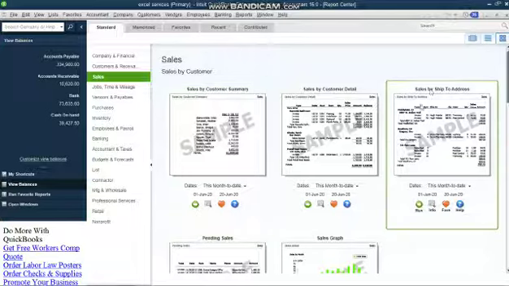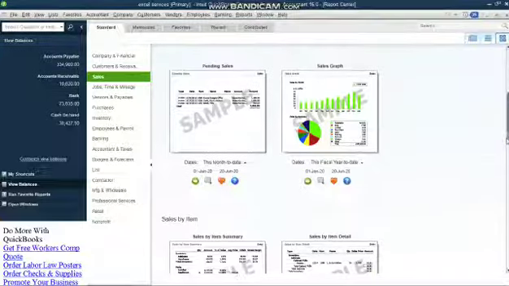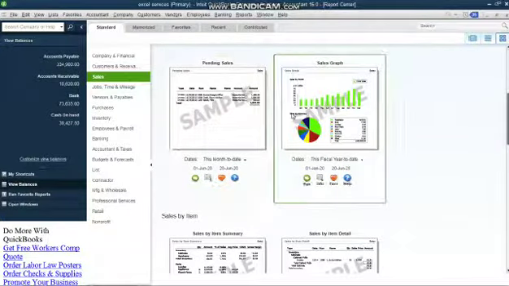You have sales by ship. This is when you deliver your goods. You can know to which location we deliver most of our goods. With this information, you can make some key strategic business decisions, like should I move my business location since I'm delivering more goods to this area, things like that. You have pending sales. You have sales graph.